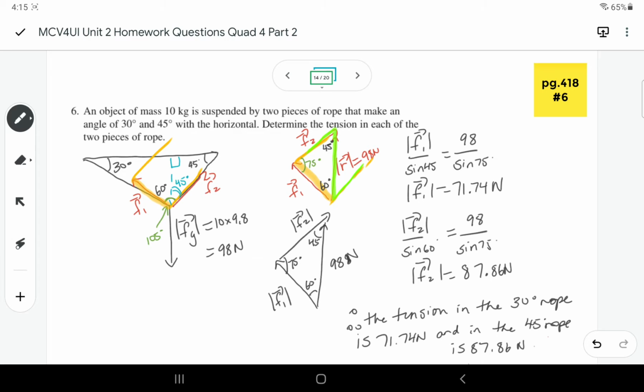Miss Cooper? Yes. So in your first triangle you drew, the angle between F1 and F2 was 60 degrees. Why wasn't it 60 degrees in the second triangle? The angle between F1 and F2. Yeah, I don't know how to describe it. Like there? Yeah, that angle.